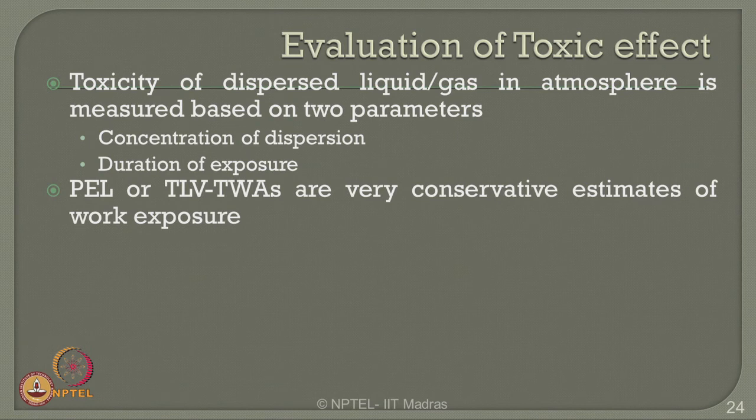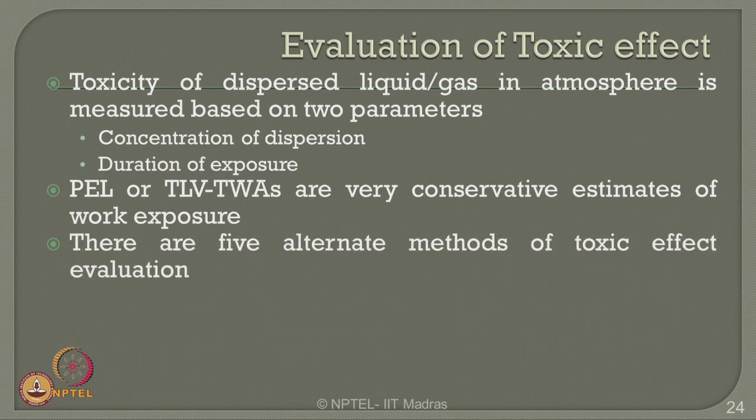There are two standards by which one can always check whether these estimates are remaining within the conservative values. You can use either PEL estimates or TLV, time weighted average estimates, which are considered to be very conservative estimates for work exposure. There are 5 alternate methods other than these two to check whether these releases are within the permissible limits for toxic effect evaluation.